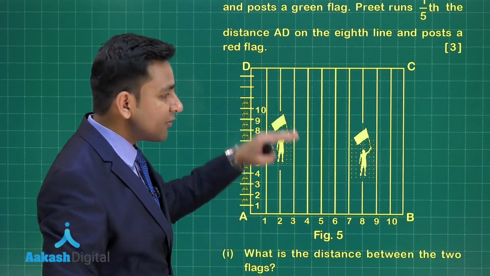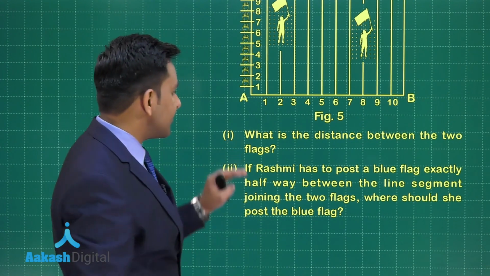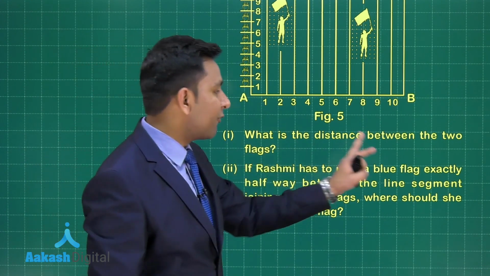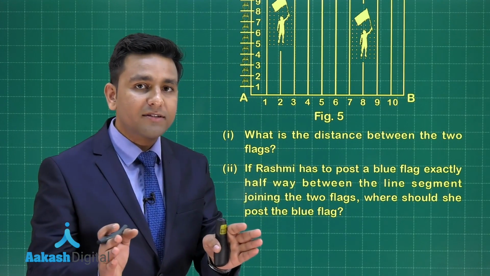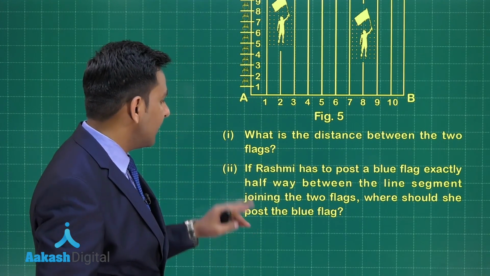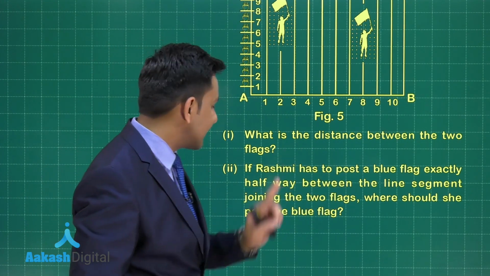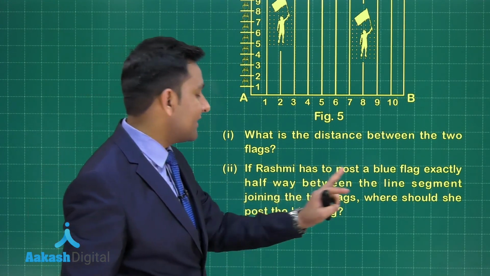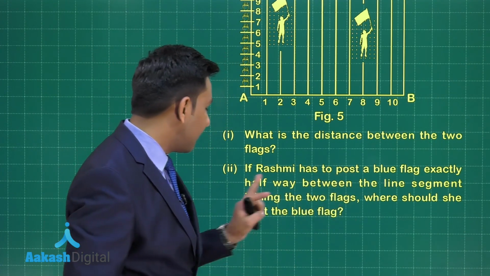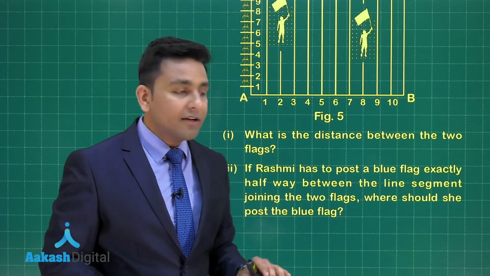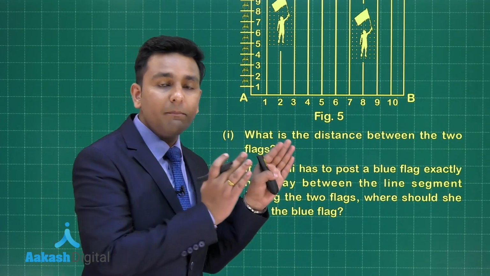And on the basis of this passage, we have two questions. And the questions are, what is the distance between two flags? That means first we have to calculate the distance between two flags. In the second part of question, given that if Rashmi has to post a blue flag exactly halfway between the line segment joining the two flags, where should she post the blue flag? So these two questions are based on the given information in the passage.